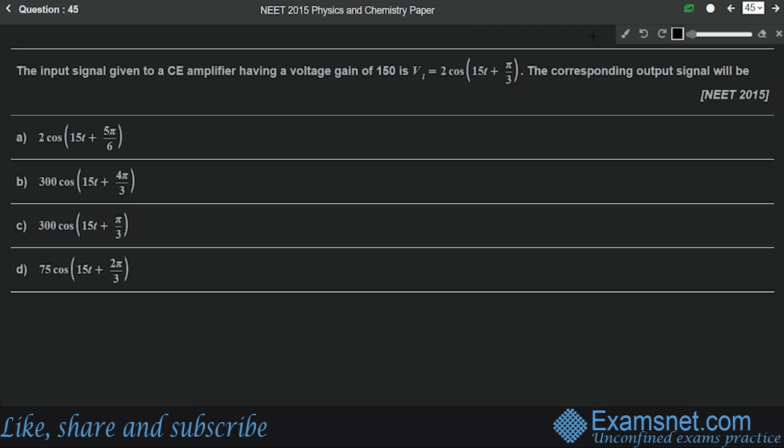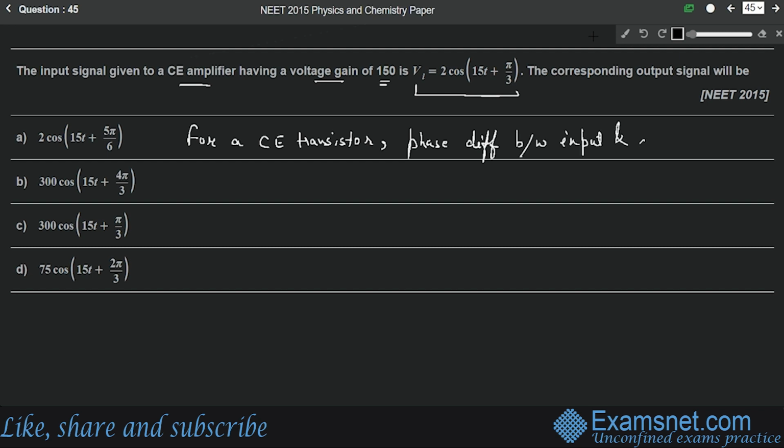Now question number 45 says that the input signal given to a CE amplifier having a voltage gain of 150 is Vi equals 2 cos(15t plus pi by 3). The corresponding output signal will be. So we know that for a CE transistor, the phase difference between the input and output signal is pi. That means 180 degrees, right?